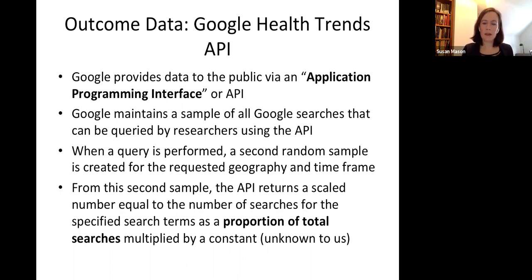And from this second sample, the API returns a scaled number equal to the number of searches for the specified search terms as a proportion of total searches, multiplied by a constant that I think is unknown to us, although I think the number 10 million got floated out. It's a very opaque situation. And I bolded here "as a proportion of total searches" because it was a little bit of the bane of our existence throughout this project. I'll return to this issue a couple of times.